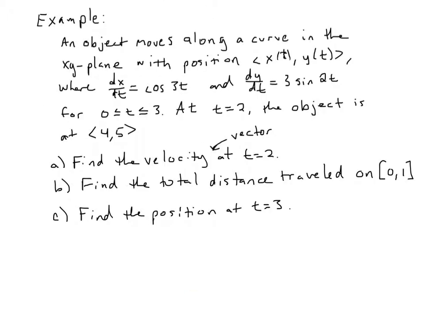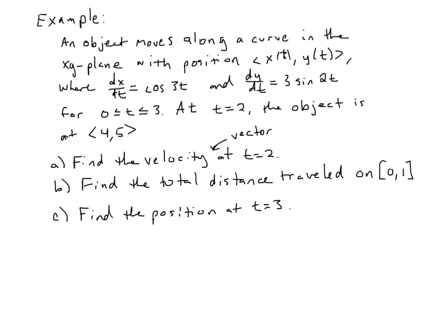Here's an example that kind of has everything that you'll have to do with particle motion. Not everything, but a lot of stuff. So we have an object moving along a curve in the xy plane, which is just a regular Cartesian plane, with a position vector given by <x(t), y(t)>. And they never use the word vector, but you can tell it's a vector because it's got the little pointy brackets. And then they tell us dx/dt is cosine of 3t and dy/dt is 3 sine of 2t for time between 0 and 3.